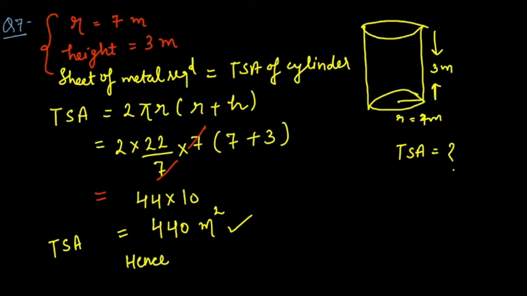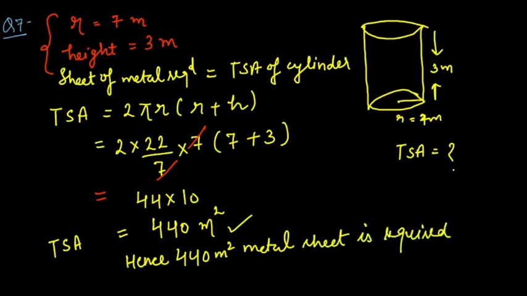Hence, 440 meter square metal sheet is required to construct a cylinder of radius 7 meter and height 3 meter. So this is how you can do question number 7 of this exercise.